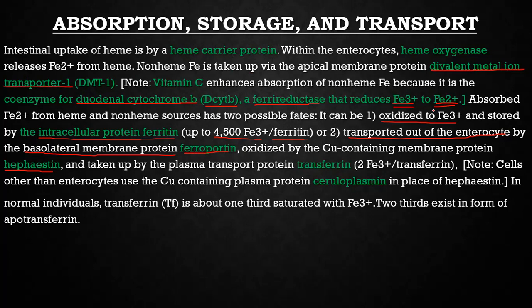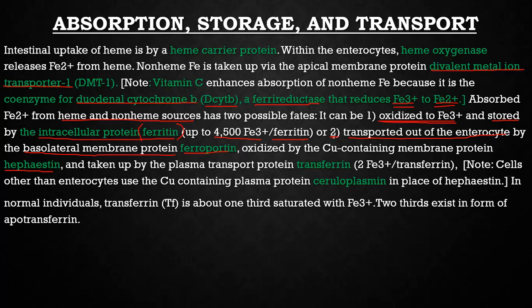Then after absorbing, what next? After absorption of this iron, either from heme or non-heme sources, it has two possible fates. One, it can be oxidized to the ferric state, and then it is stored in an intracellular protein known as ferritin. And one ferritin can bind up to 4,500 ferric ions.